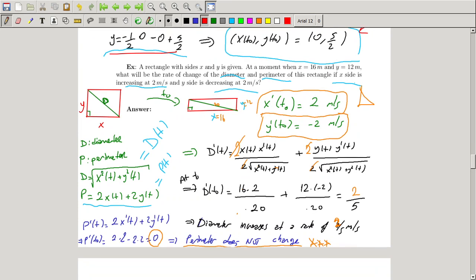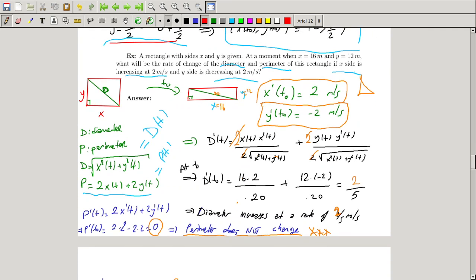The rectangle questions are also usually asked in previous year exams, if you check the exam questions. A rectangle with sides x and y is given, so this is x, this is y. You see, I try to obey the process that I gave at the beginning of the lecture.